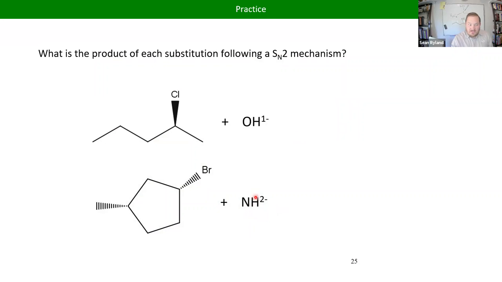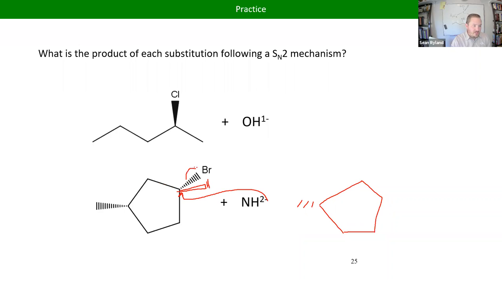And so if we look at the second example here, our product is going to do the exact same thing. The NH2, that 2 should be subscript, is an amide ion. So nothing about the rest of the molecule has changed, right? Our methyl group and our cyclopentane are all the same. Our NH2 with a negative charge is going to come in from opposite of the bromine, so from behind the hydrogen, or in front of the hydrogen from our point of view.